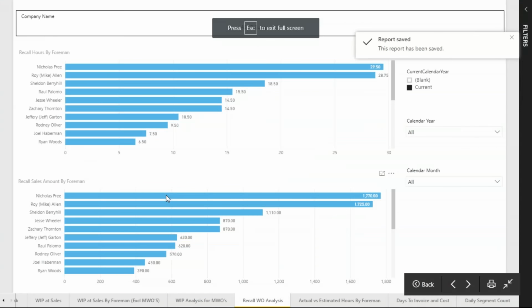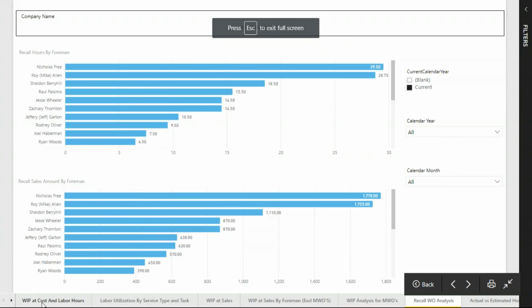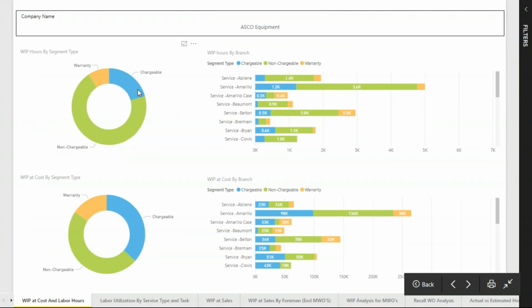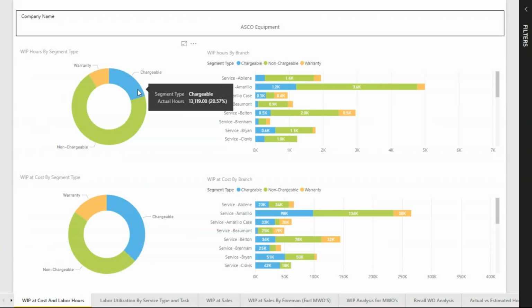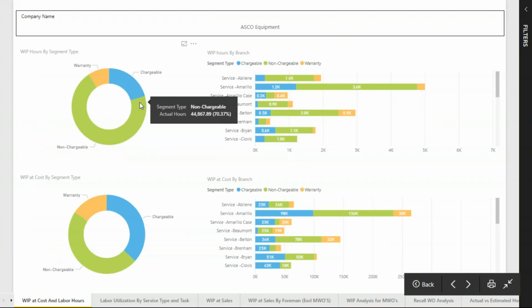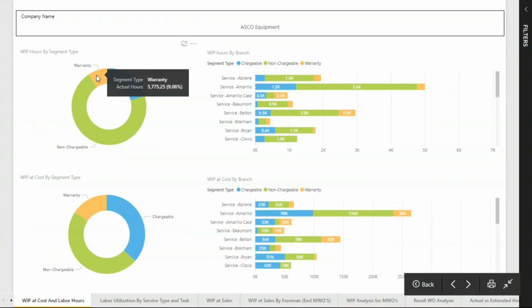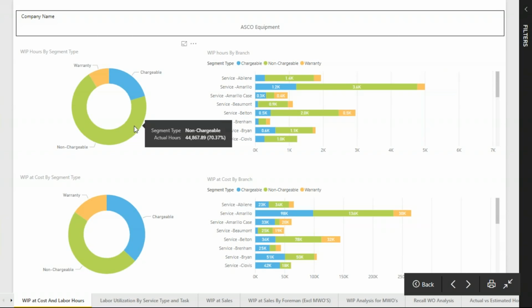Let's look at what we have on the service analysis side. We've got a bunch of WIP reports. This one's telling you how much is in your chargeable WIP, how much is in your non-chargeable WIP, and how much is in your warranty. Now, this looks weird right now because 70% of your hours seem non-chargeable. That's because you haven't processed the monthlies, and so the expense of those is not booked yet.